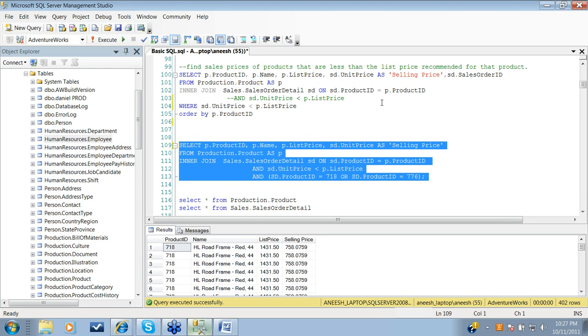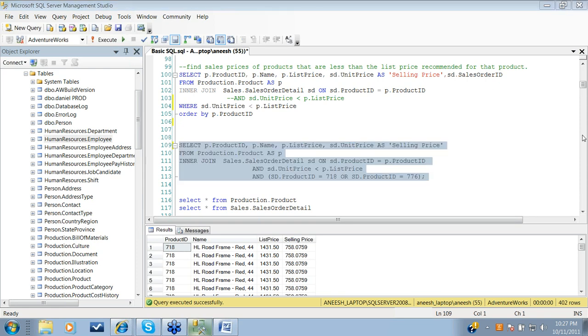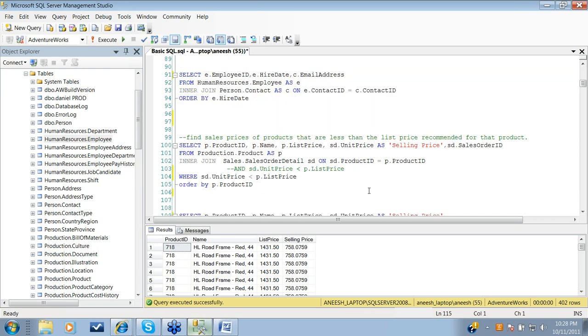Yes, this is just a dynamic name I create on the fly. We are not going to change the column name in the table. When the column is displayed, instead of unit price, I want to display it as selling price. So in this query, you have a table called Production.Product, right? Yes. And you're basically inner joining the sales order detail with matching of product ID from the product table, and the unit price, the listing price, on the other table.